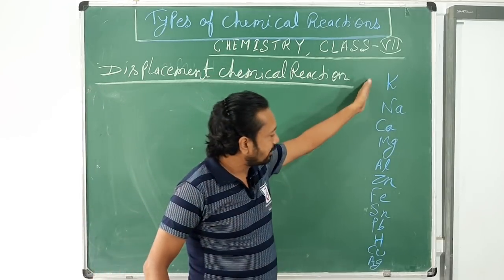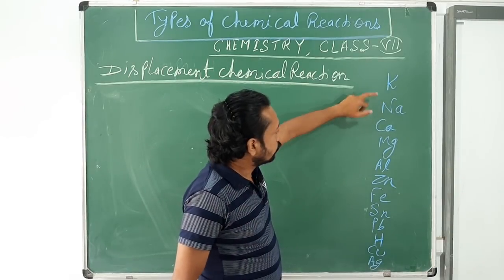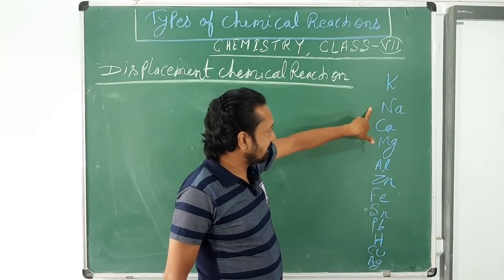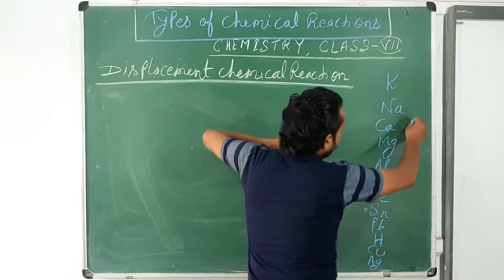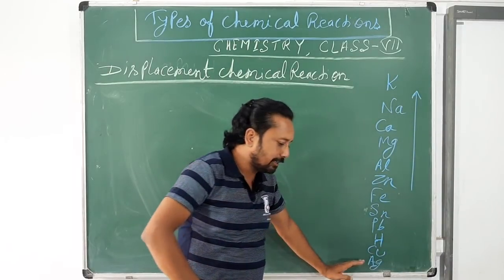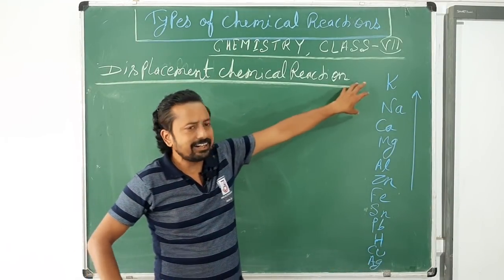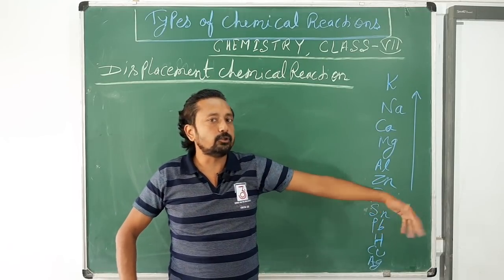This is the reactivity series of metals, where potassium is the most reactive metal. In comparison to potassium, sodium is less reactive. In comparison to sodium, calcium is less reactive. Here, in increasing order of reactivity, I have arranged all these metals. So always a higher reactive metal can displace a lower reactive metal from their salt solution.